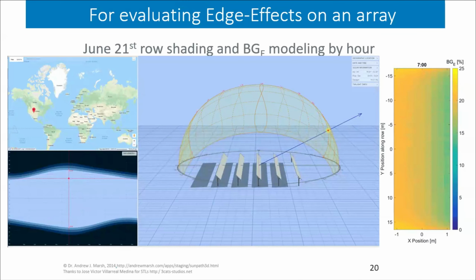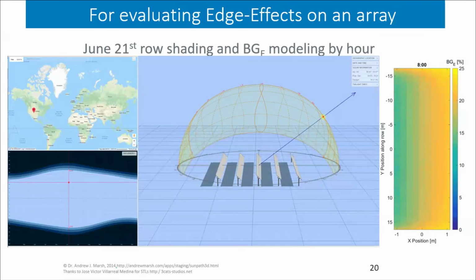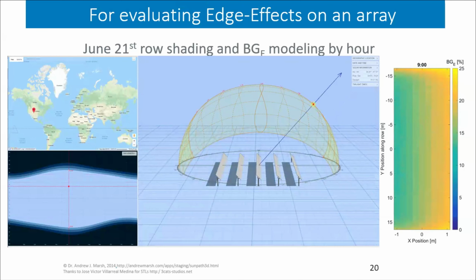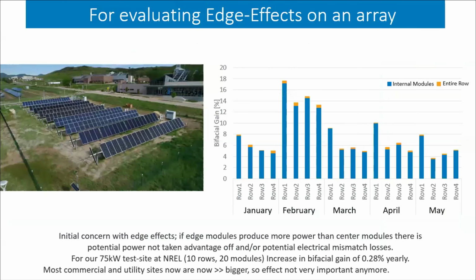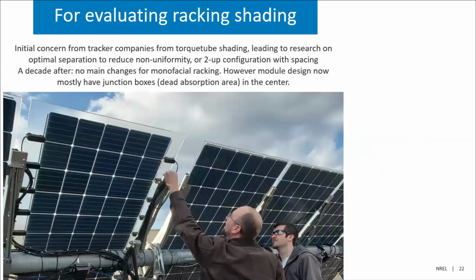If you see here, it goes between 5 all the way to 20% at the edges, for example. But electrically, with this site, which is 20 modules by 10 rows, which is more than enough for steady state, it's only a 0.28% gain. So it's very minimal. Again, when you go to bigger sites, the bifacial gain is really going to matter. So bifacial ray tracing helps us answer that.